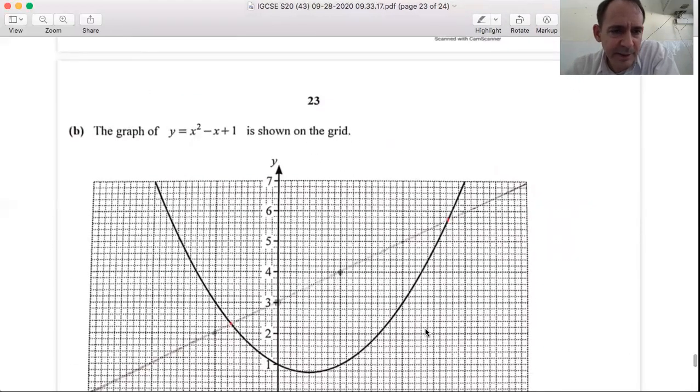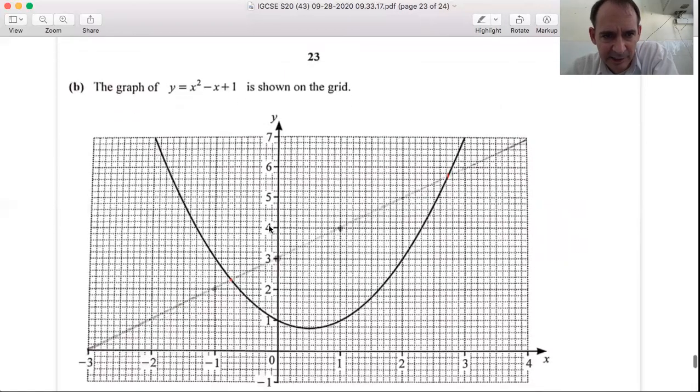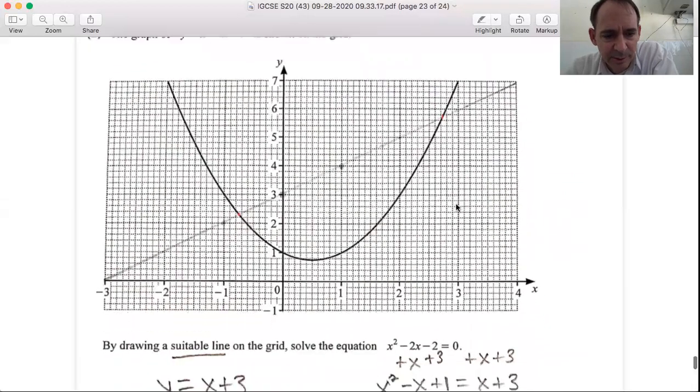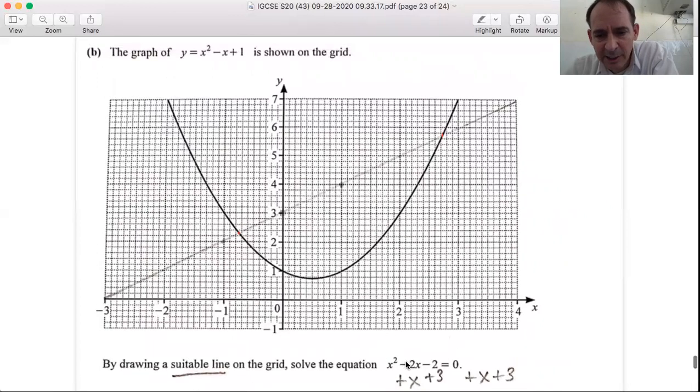Here we have part B. The graph of y equals x squared minus x plus 1 is shown on the grid. So they graph it for you. Now they want you to draw a suitable line solving the equation x squared minus 2x minus 2 equals 0. So notice we are not solving this algebraically, we are solving this graphically.